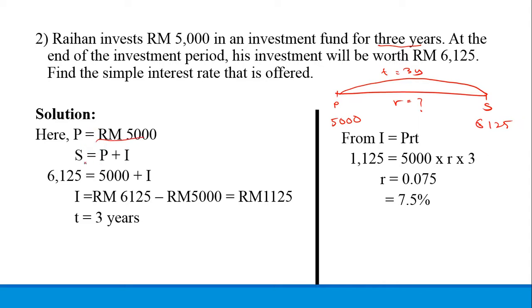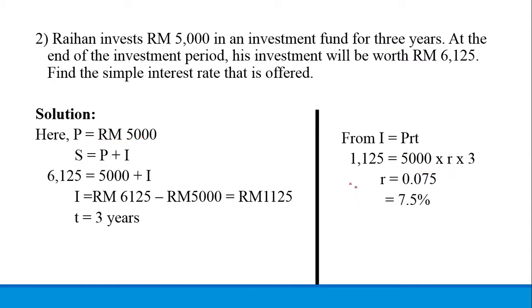First, P is 5,000. You know that S equal to P plus I. So S is 6,125, P is 5,000 plus I. So I move this to the left side. 6,125 minus 5,000. You get that I equal to 1,125. Okay. I equal to PRT. 1,125 equal to P, original P is 5,000. R you don't know, you want to find the R, but you know T is 3 years. T kita 3 tahun. So, I just move this to the left side, and R equal to 0.075 or 7.5%.